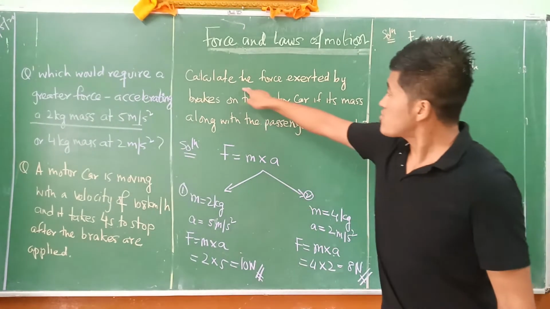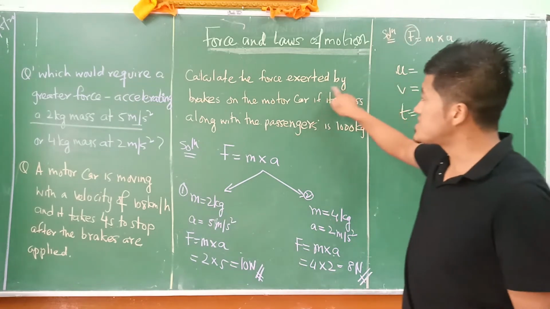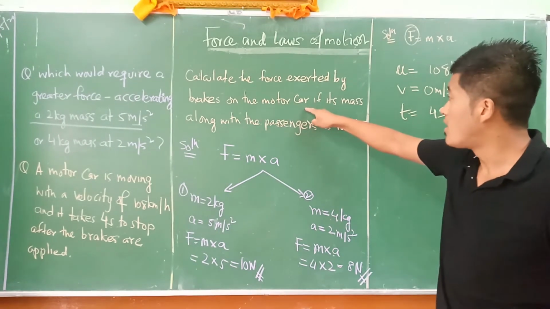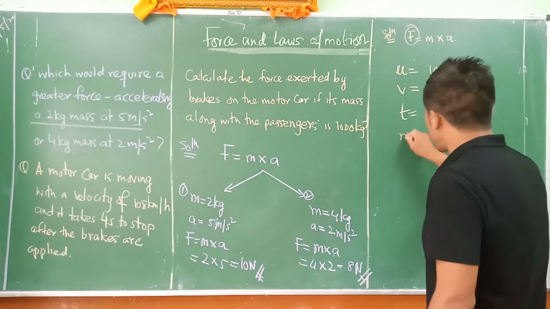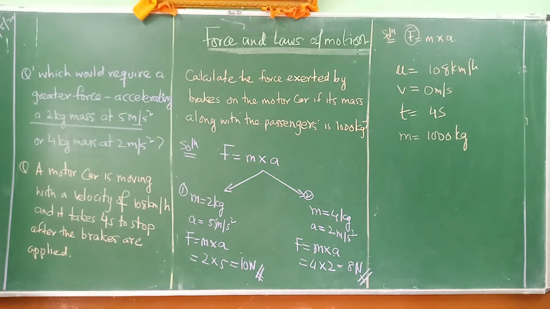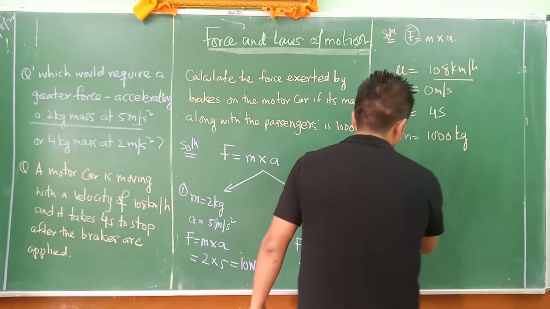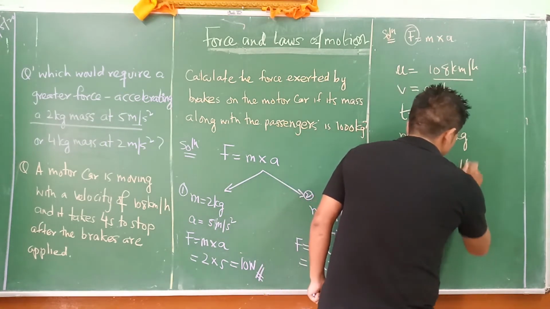Now let us calculate the force exerted by the brakes on the motor car if its mass along with the passenger is 1000 kg. They have given you the mass as 1000 kg. Is that clear? All this looks quite cool except this part, 108 km per hour. We have to convert this into meter per second. That's quite simple. u is equal to 108 km per hour.